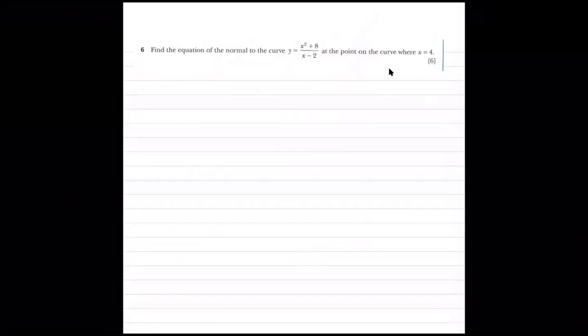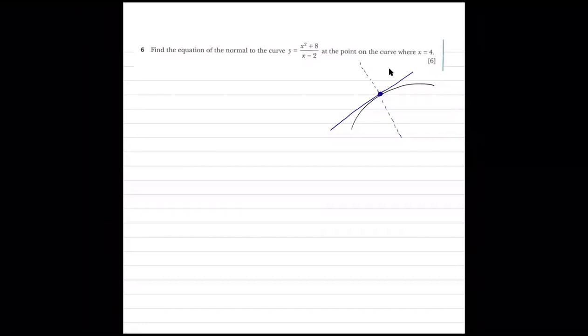Find the equation of a normal to the curve y equals x squared plus 8 over x minus 2 at the point on the curve where x is 4. So you need to find the equation of the normal to the curve. There is a point x equals 4 where if you differentiate, you are going to get the gradient of the tangent, and hence you can find the equation of the tangent as well. But we don't want the equation of the tangent, we want the equation of the normal line. The normal, the tangent and the curve all pass through the same point.